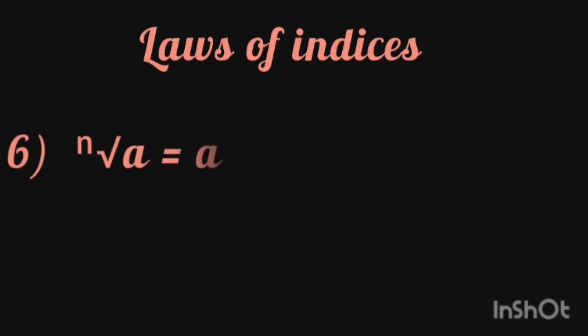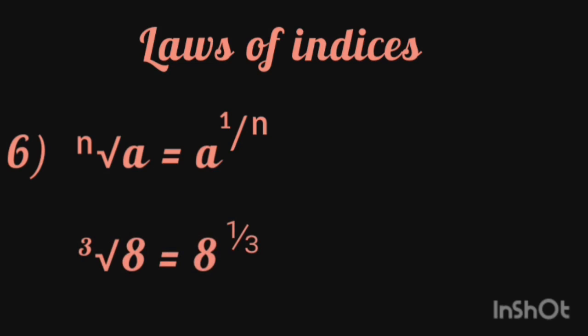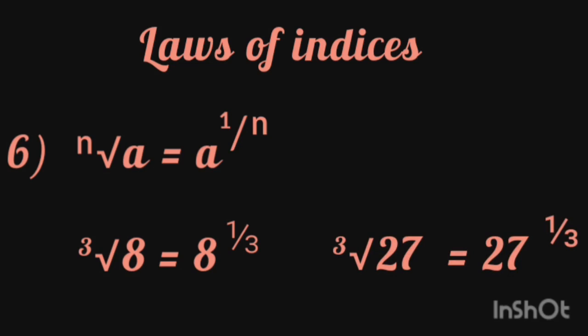The sixth law of indices we are going to be seeing is the nth root of a is the same thing as a raised to the power 1 over n. For example, the cube root of 8 is the same thing as 8 raised to the power 1 over 3. So the root will be the denominator and the numerator for the power will be 1. Now we have the cube root of 27, which is the same thing as 27 raised to the power 1 over 3.